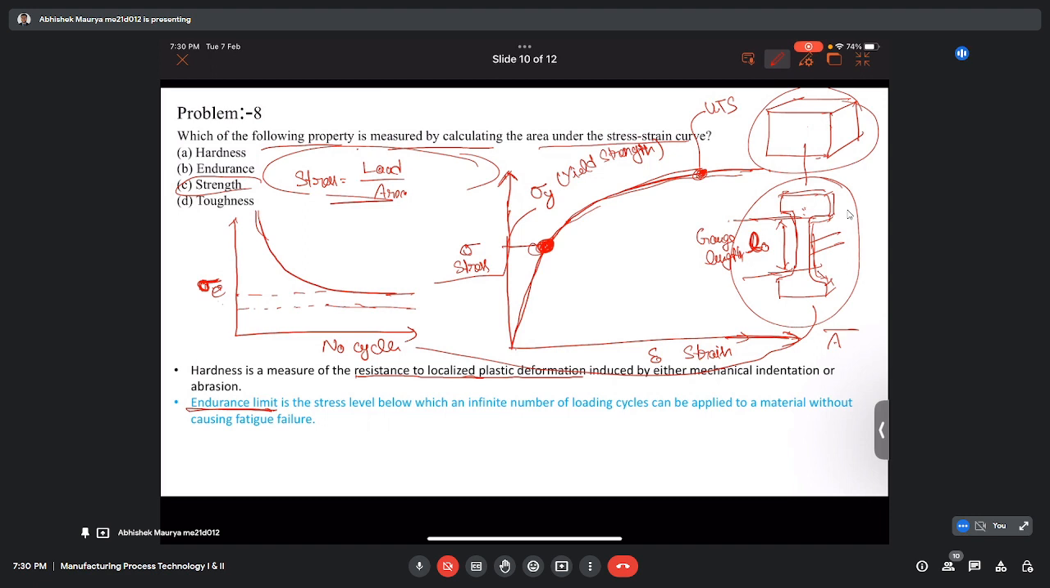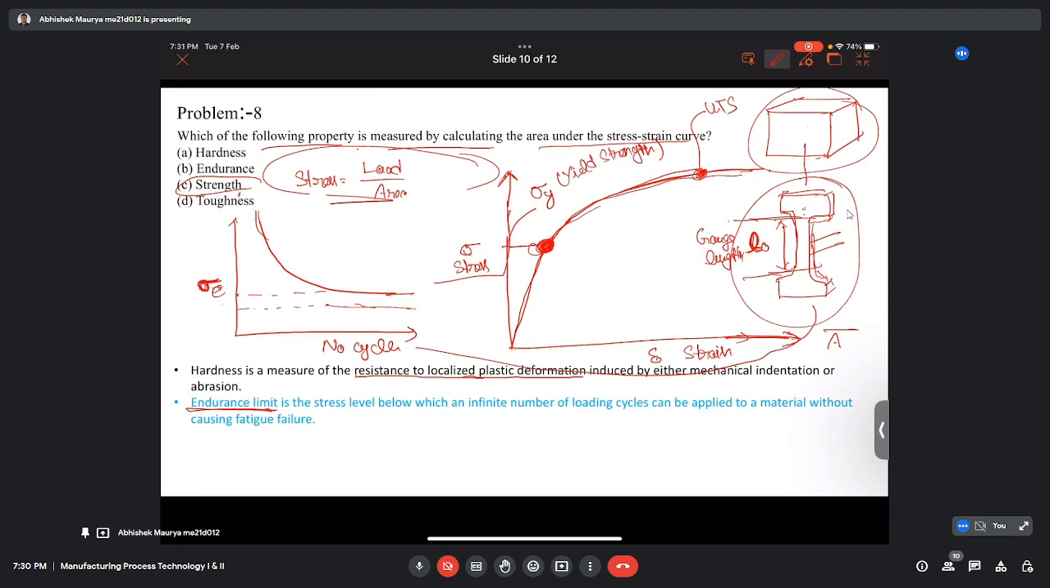That has to do with cyclic loading, and that is called the fatigue life. But that information we do not get from this stress strain curve. Fatigue testing is a different domain. So from the stress strain curve we cannot get that information.